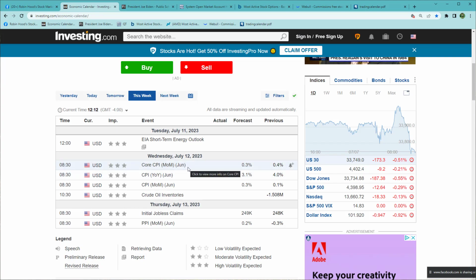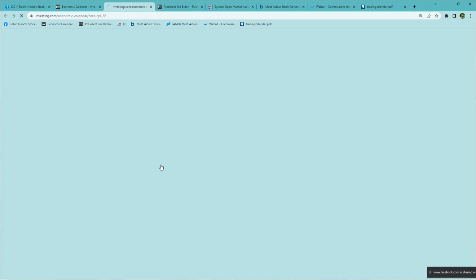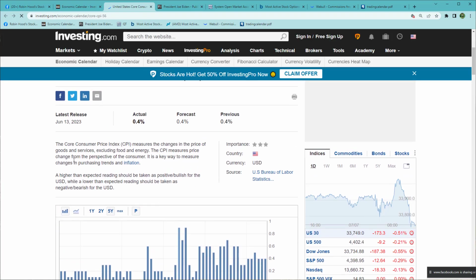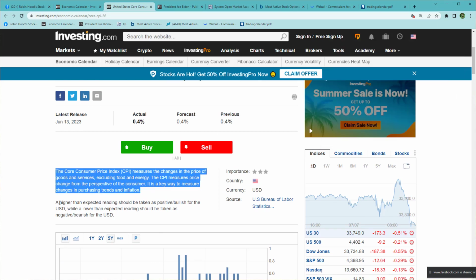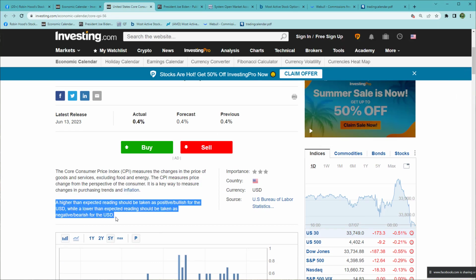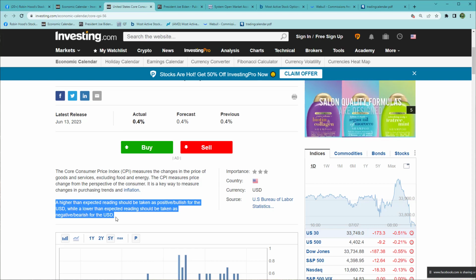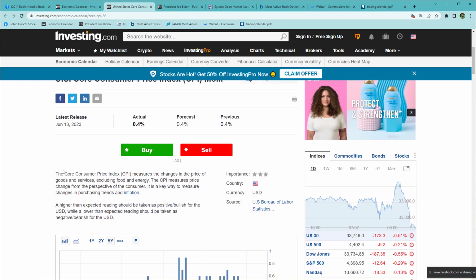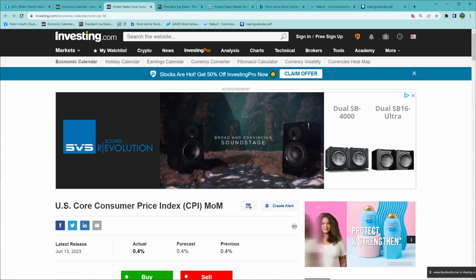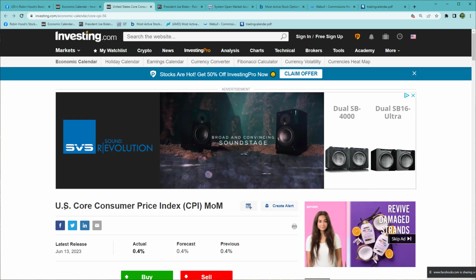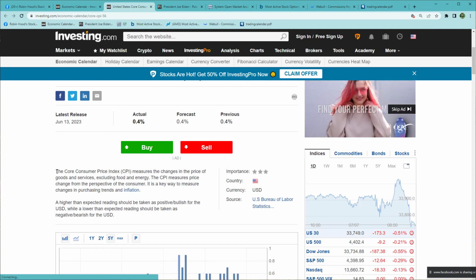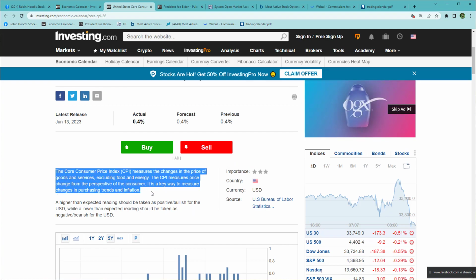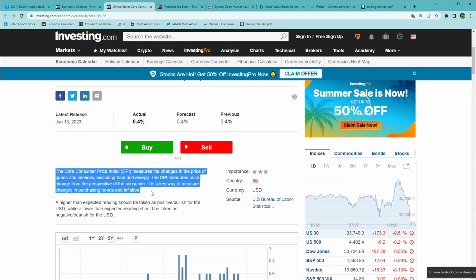And if you're not sure what these economic reports are, feel free to click on them. A new tab will appear with a small little paragraph that lets you know what it is, and the little paragraph below that lets you know how it will affect the stock market. So for example, the report that I clicked on is the United States Core Consumer Price Index for the month over month, for last month. That way we kind of see how well the economy did.